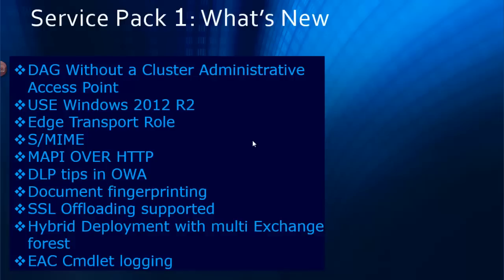MAPI over HTTP. It's a new connectivity protocol coming up with Service Pack 1. So MAPI over HTTP is going to be more reliable, more sustainable. It will be like a hibernation. You can pause and resume. So basically that's going to be happening in the back end. You cannot do it in the front end. But this is going to be more reliable, more sustainable. We'll be connecting Outlook faster, or if it disconnects, it will connect back faster.